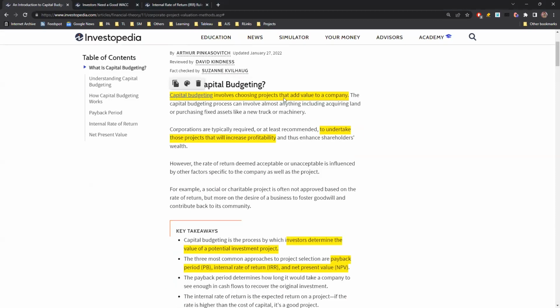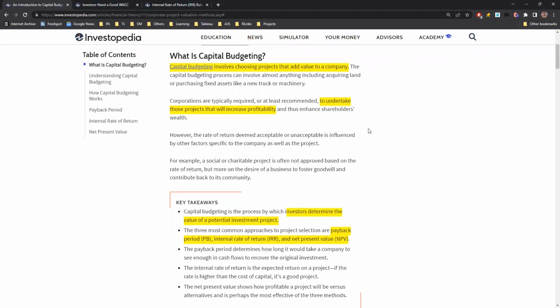So it will help you decide which project is adding more value to the company, and why we need to choose the project which adds more value to the company. That's an obvious question, obviously. We know the answer for that.